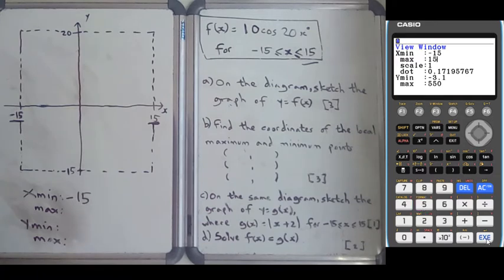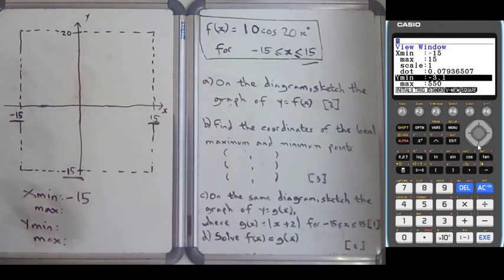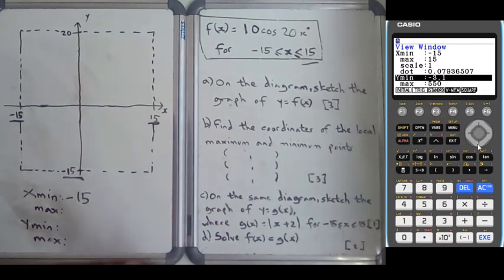I'm going to skip over scale, I'm going to skip over dot, I'm going to go straight to Ymin, and thankfully it's given us it. Now, sometimes if they're being very cruel, they might just give you the domain, as in the x values, and not the y's. In that case, you kind of have to do a bit of trial and error and just keep messing about with your window. But generally speaking, you're given all 4 values, so thankfully we have that.